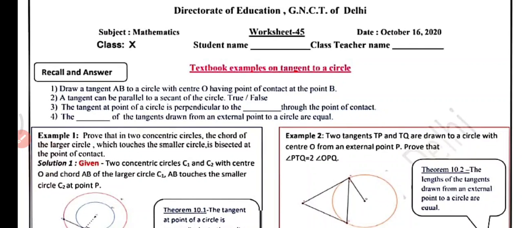Today in this video, we will do worksheet number 45 for class 10 subject mathematics. So in this video, we are going to do some examples based on the tangent to a circle from the textbook. So first of all, try to recall and answer.